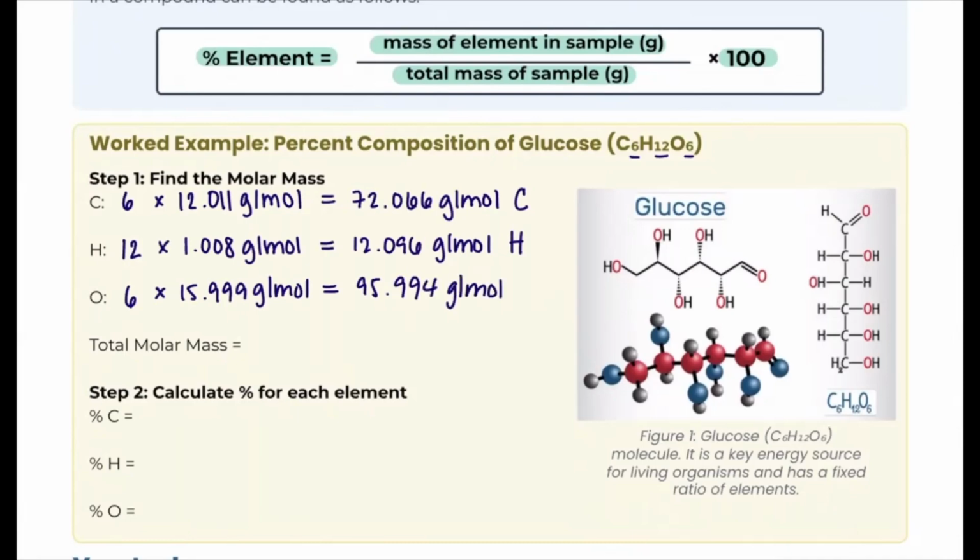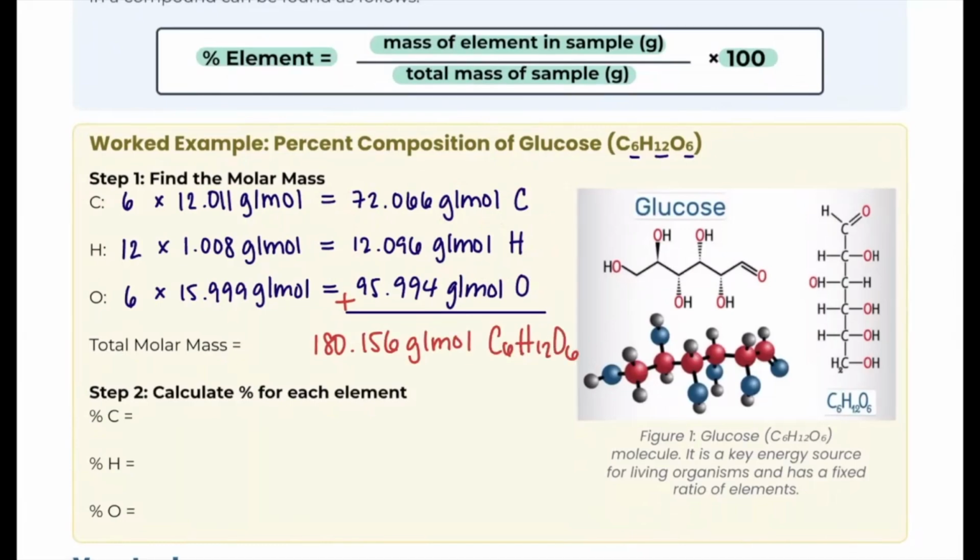Fantastic. Now that we've multiplied across, we can go ahead and take the sum of these values we just found. So taking 72.066 plus 12.096 plus 95.994, we end up getting a total molar mass for glucose of 180.156 grams per mole of C6H12O6.